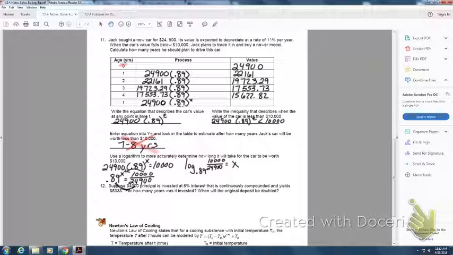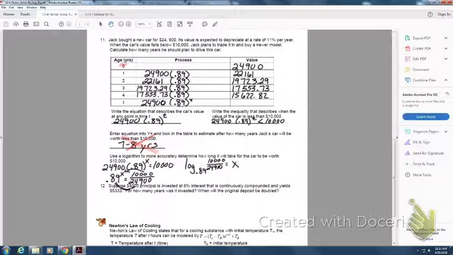The base is a decimal. Hopefully you know where the decimal button is on your calculator. Whenever you get to here, it's a fraction, so do alpha y equals. Or you can just put 10,000 divided by 24,900. Just make sure that it's all in parentheses.